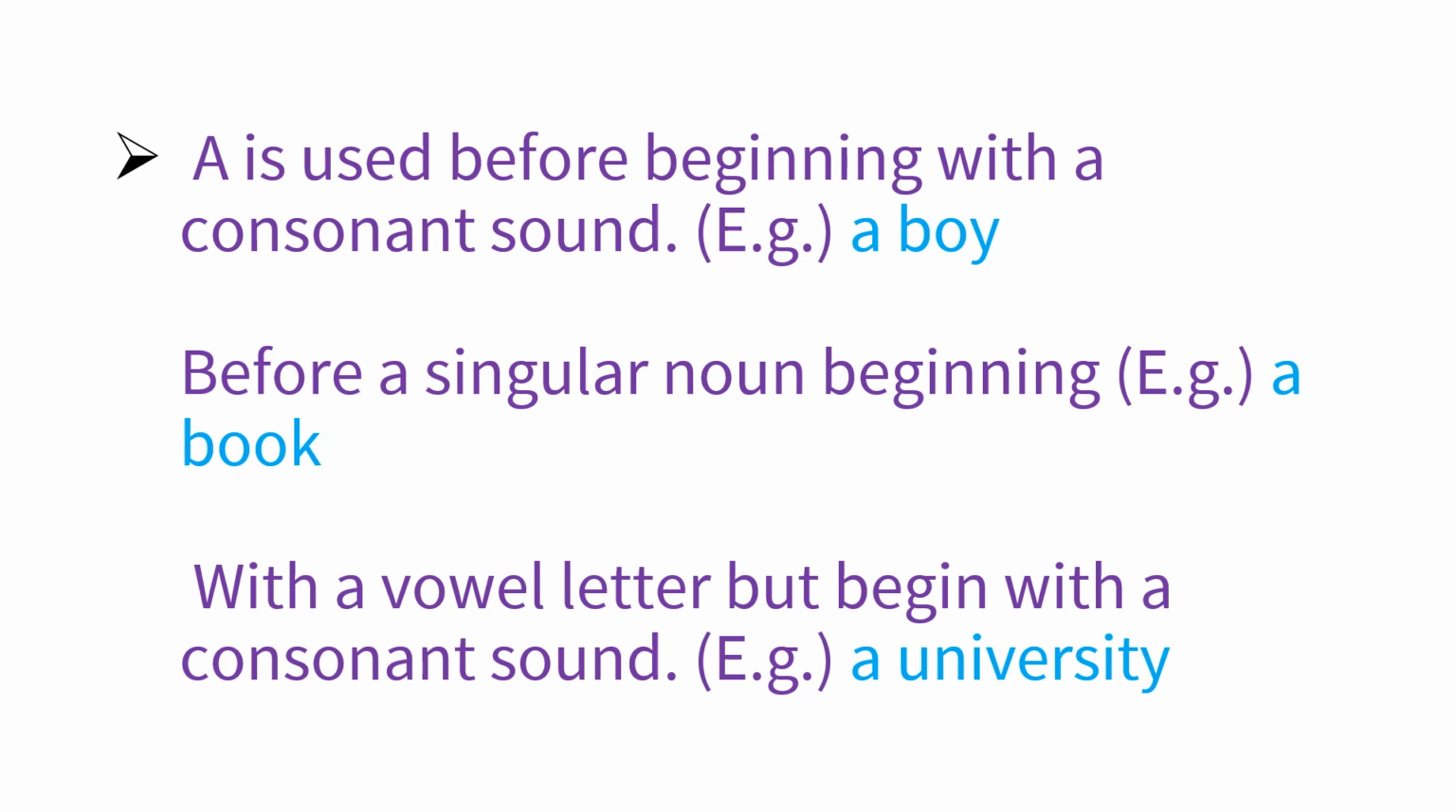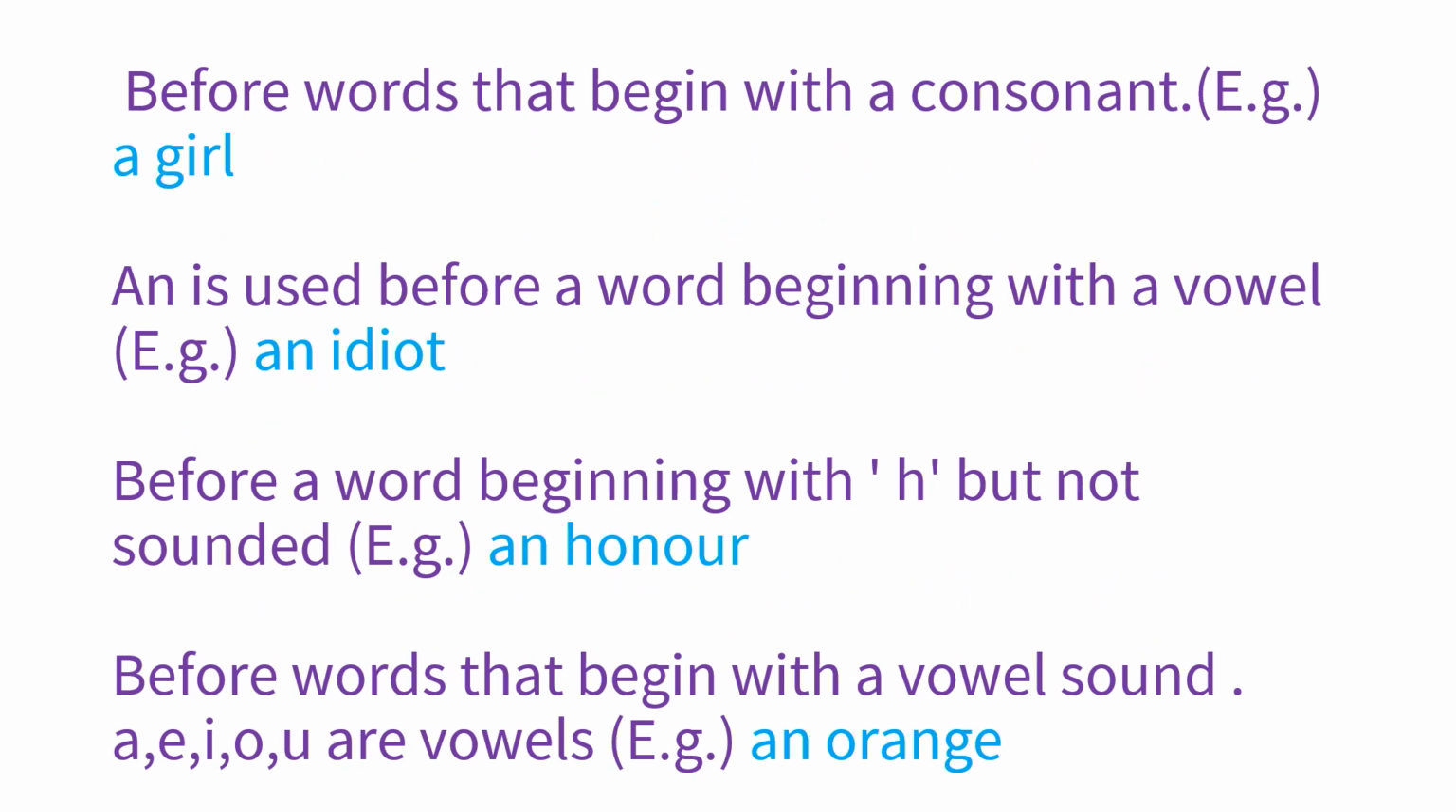In the next slide, in line number 3, honor. The spelling has an H at the start, but the H is silent. We do not say honor with an h sound, we say honor. The first sound is an ow sound, which is a vowel sound. So this is an honor.